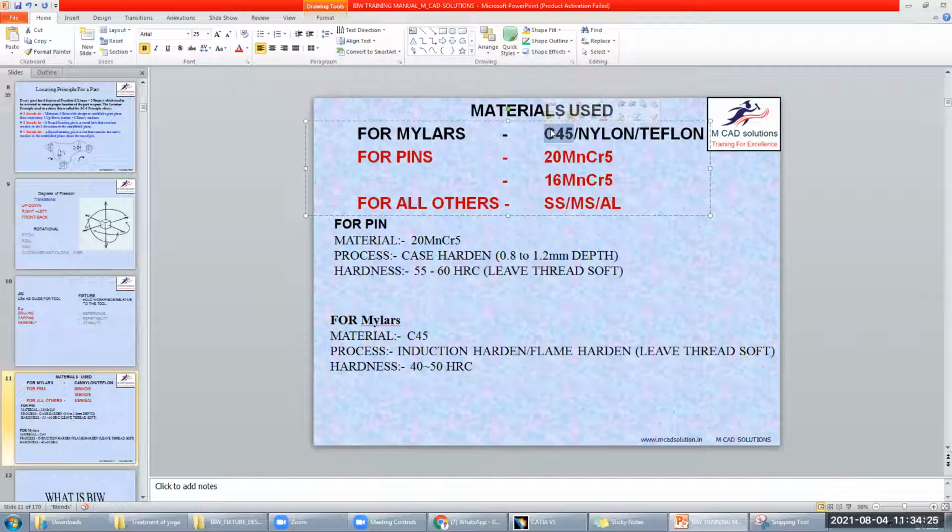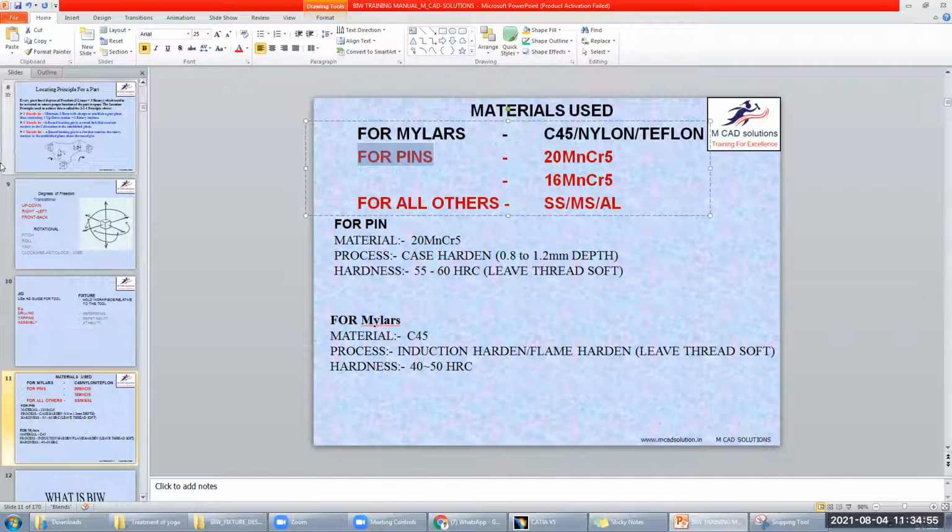These are the outer surfaces which are visible to the customer. If there is a scratch, the customer will not buy that car or that part. That's why for the parts which are skin panels, or visible from outside, we use nylon or Teflon, so that scratches and dents are avoided. Next, pin.